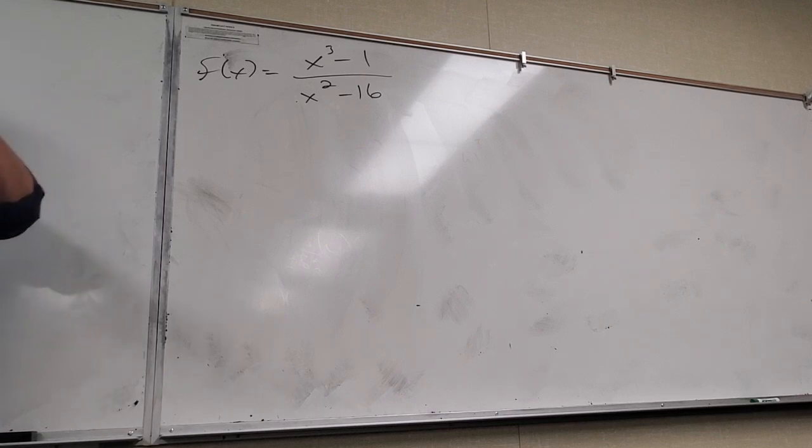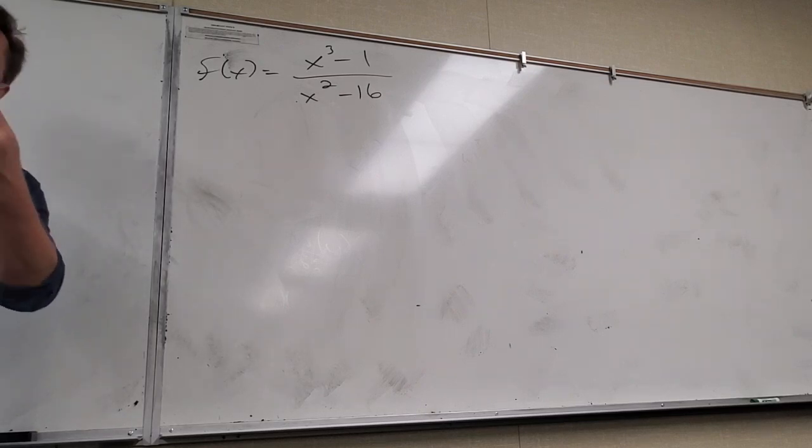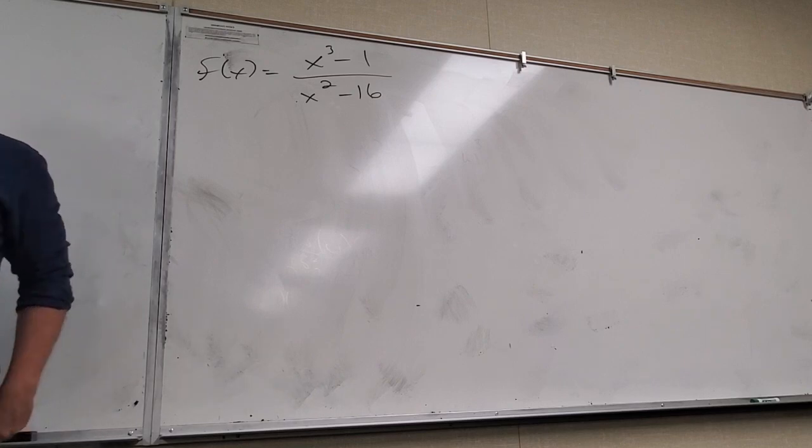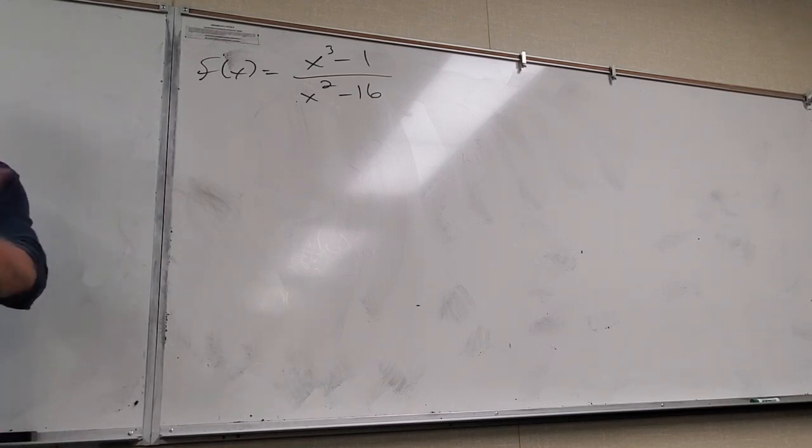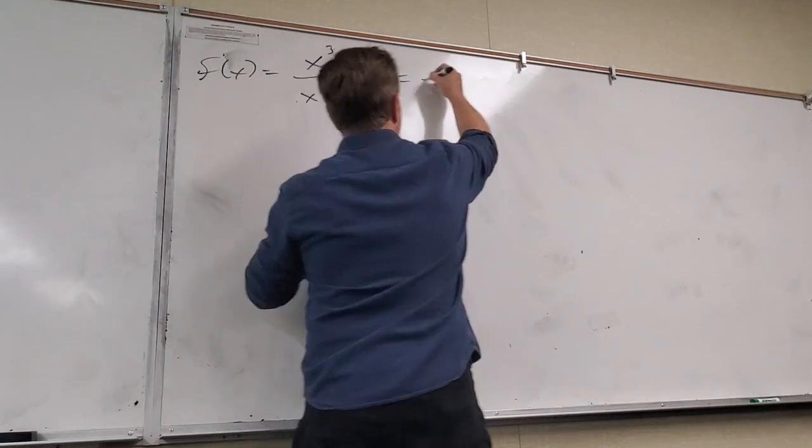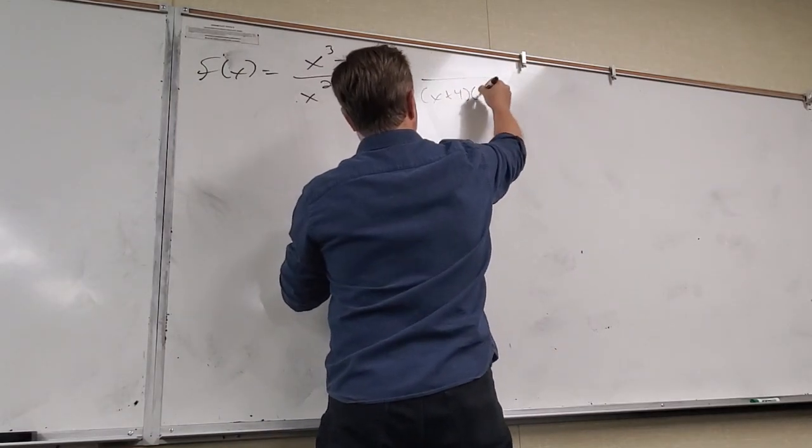So let's say the instructions just say graph this. I would also say, and I think the book does too, find the intercepts and the asymptotes and so forth, and then graph, right? Can anyone tell me anything that you could do with this to get started? Yeah, so start factoring this stuff. So the bottom is x plus 4, x minus 4. What about the top?